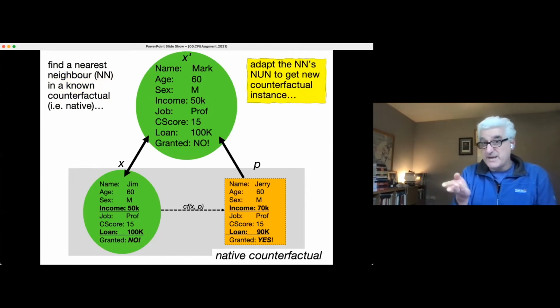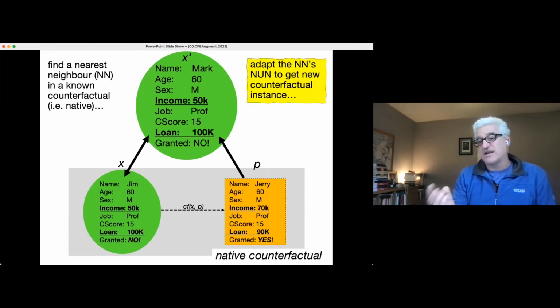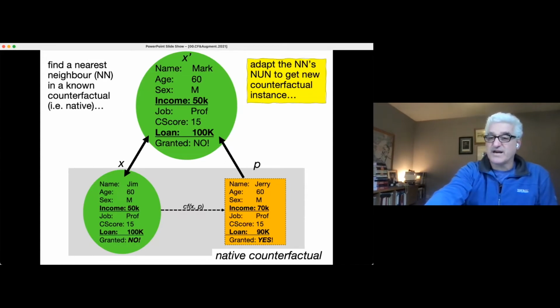And so I look at P and I say, so what should I take from P to change the original X prime situation, which is my description? And of course, one of the things the native counterfactual gives you is what features should be changed. In other words, the indication is that it's the income feature and the loan feature that should be changed to get the explanation for the counterfactual alternative.